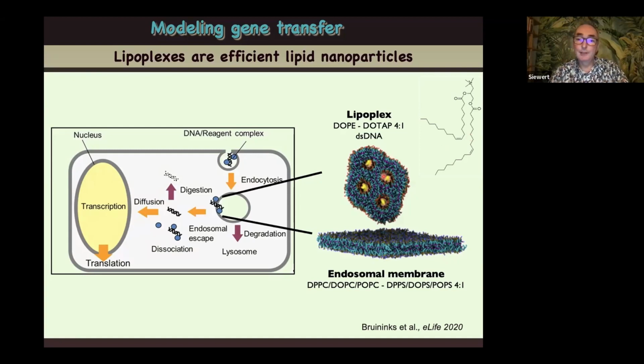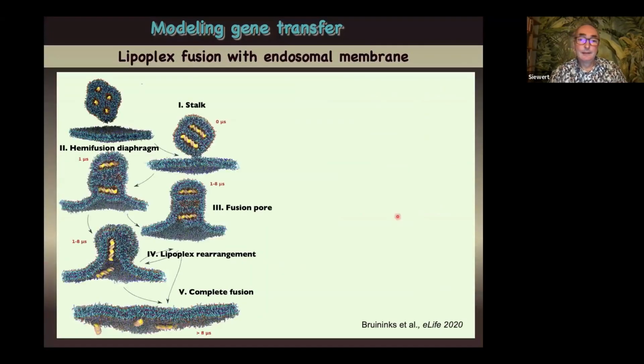So assuming that these particles have been endocytosed and now need to escape from the endosomal membrane, we wanted to shed light on the actual escape process, because that is clearly something that is very difficult to study experimentally, because that happens on a very small scale inside the cell. But with simulations, of course, we can in principle look at this in molecular detail.